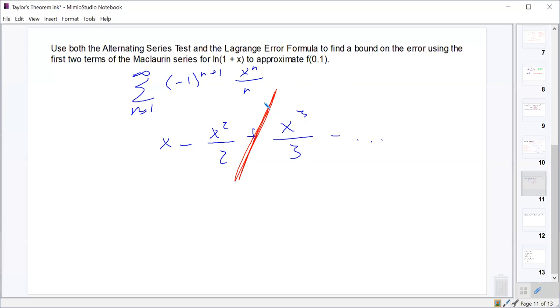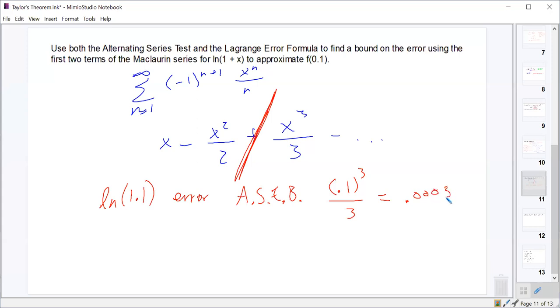So the alternating series error bound says that if we were to approximate the natural log of 1.1, plugging in 0.1 for x, the amount we're off by is just the absolute value of that next term. And what's that next term? Using the alternating series error bound, it should just be 0.1 to the third over 3, which is what? 0.0003 repeating, I believe.